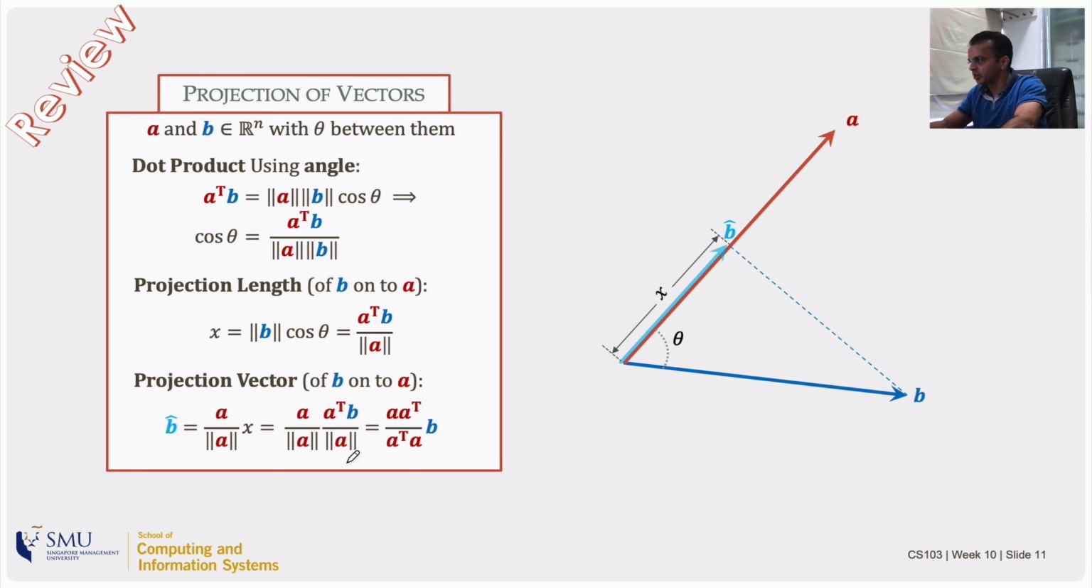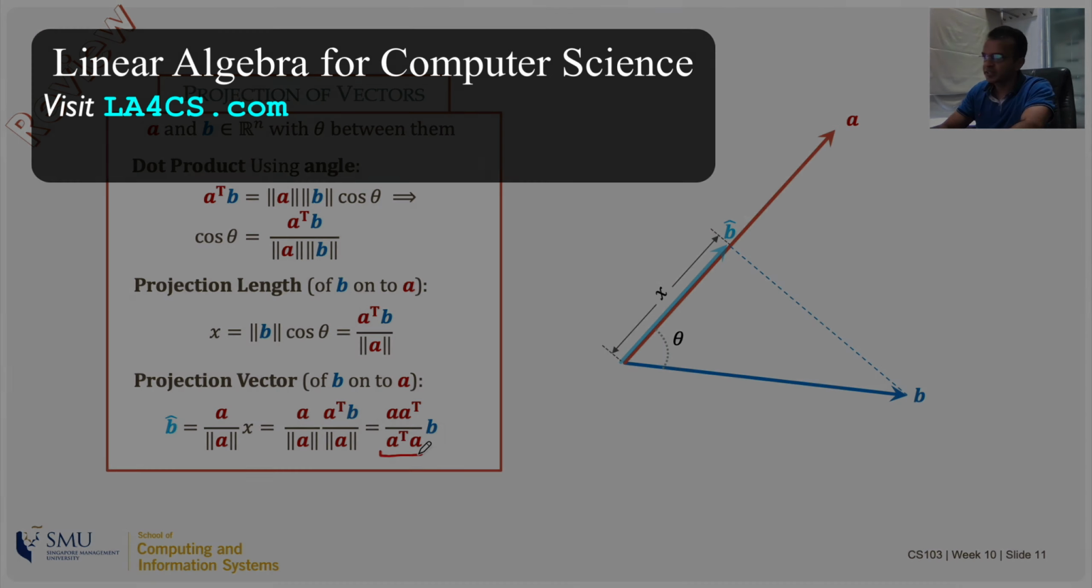So that is what I have: the norm of A squared, which is A transpose A. In the numerator, I already have A transpose B, and then I multiply with A coming from the direction of A. That gives me a nice little form, A times A transpose divided by A transpose A. And that is like an operator operating on any vector B. That will give me the projection of that vector along A. So we can define this as the projection operator. And that is a matrix.